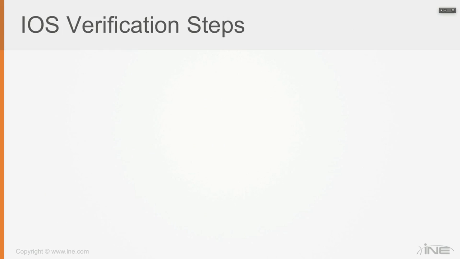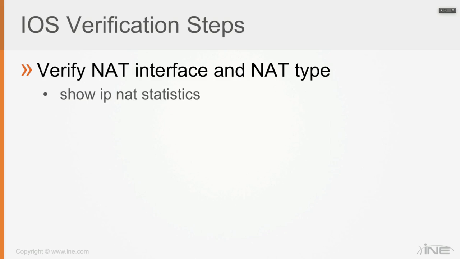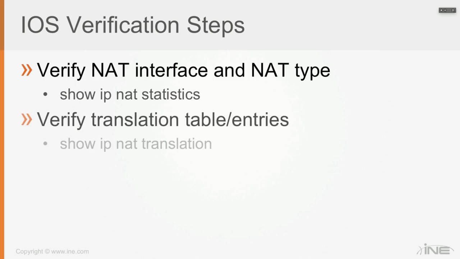Verification steps are going to be the same. You verify the NAT interface and NAT type with show IP NAT statistics. But likewise, in most cases, you're going to be forced to say show run section IP NAT to see the actual NAT configuration. Show IP NAT statistics is pretty much good to verify what your inside and outside NAT interfaces are, and also to identify what kind of NAT you have configured, but not the actual NAT configuration, as you saw with static NAT as well. And likewise, you verify the translation entries in the NAT table with show IP NAT translation.